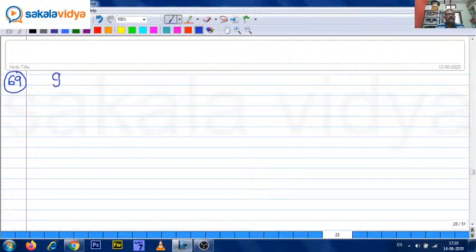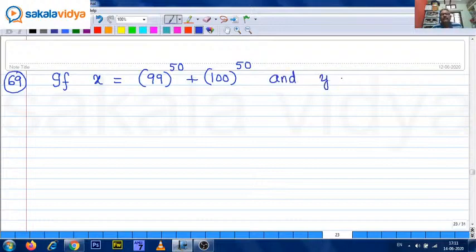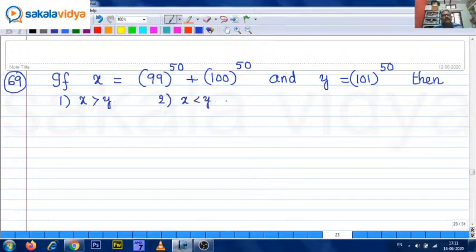69th problem. If x equals 99 to the power of 50 plus 100 to the power of 50, and y equals 101 to the power of 50, then the first option is x greater than y, second option x less than y, third x equals y, fourth option the product of x and y equals 1.